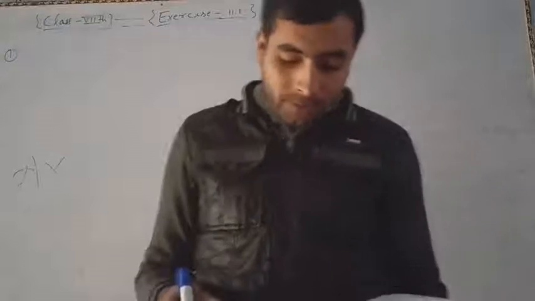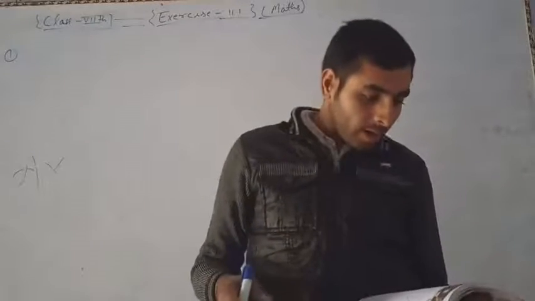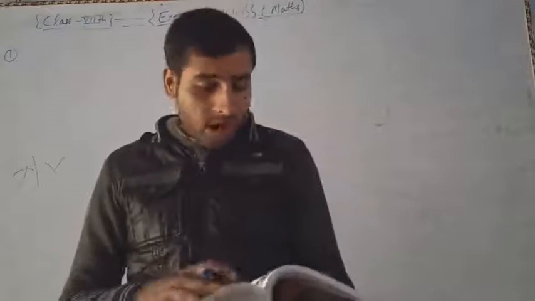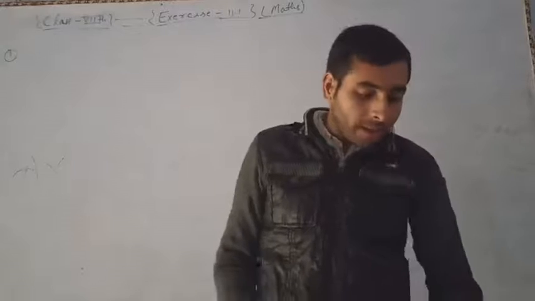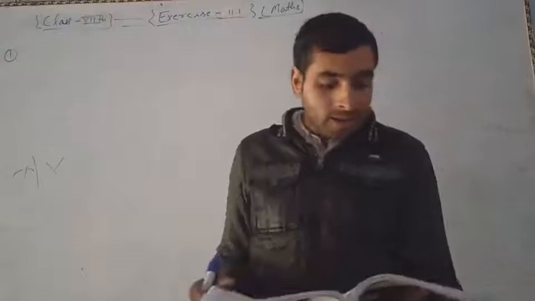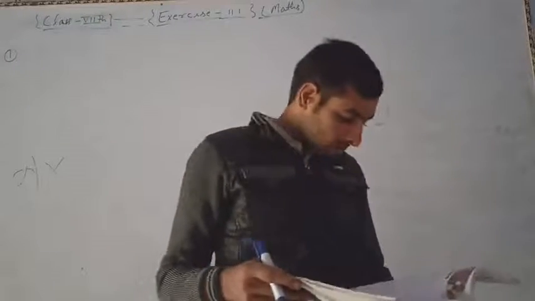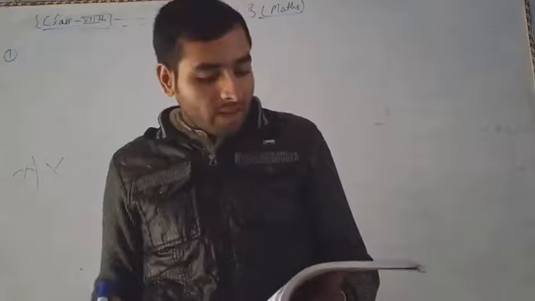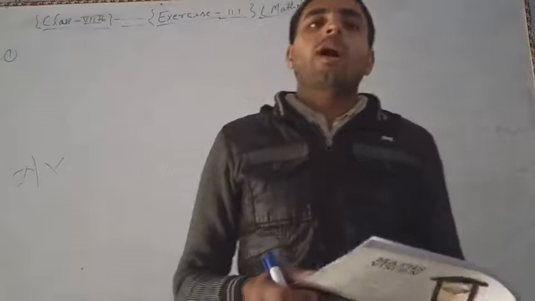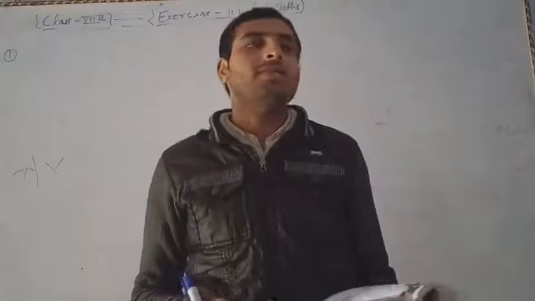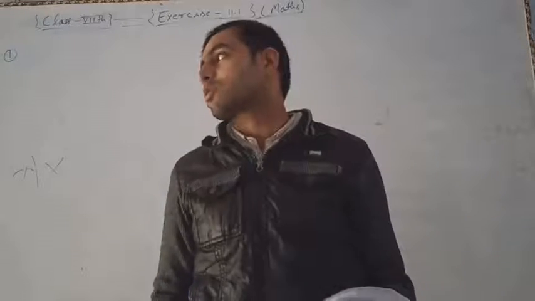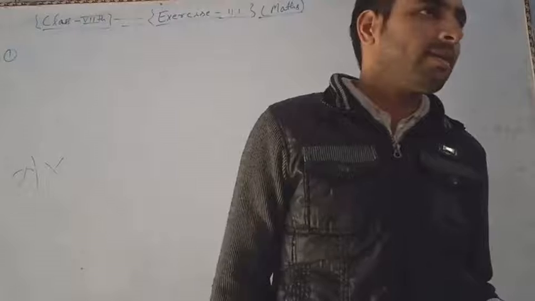Today we will solve our exercise 11.1, triangle and its properties. Yesterday I told all of you about some properties, and that you have to learn triangles and their properties on the basis of sides and on the basis of angles. I also told you that on the basis of sides, triangles are of three types: scalene triangle, isosceles triangle and equilateral triangle.